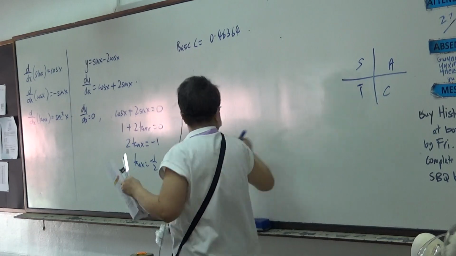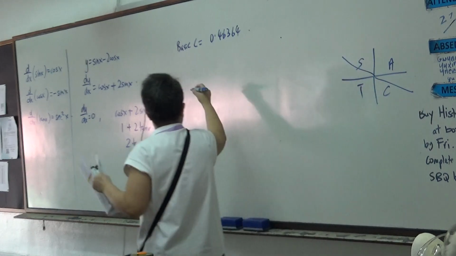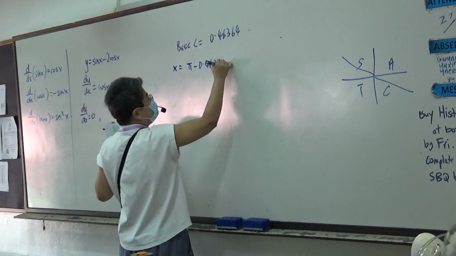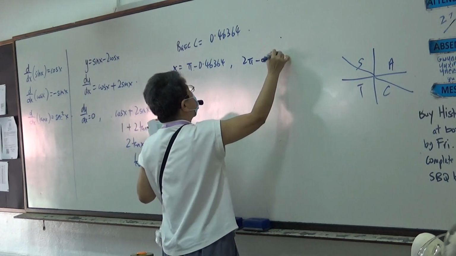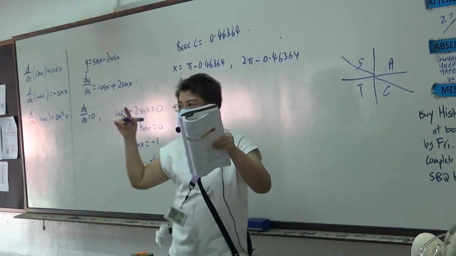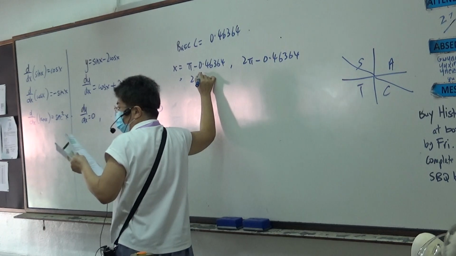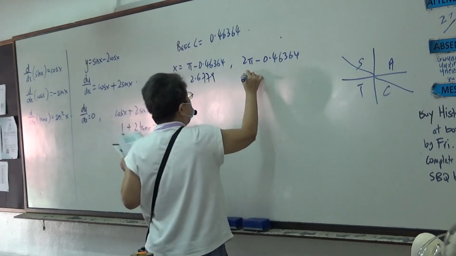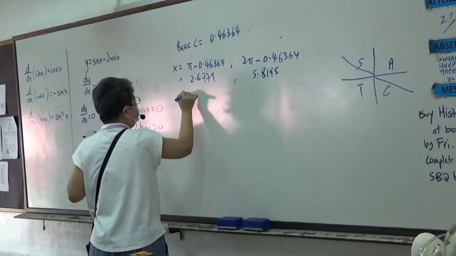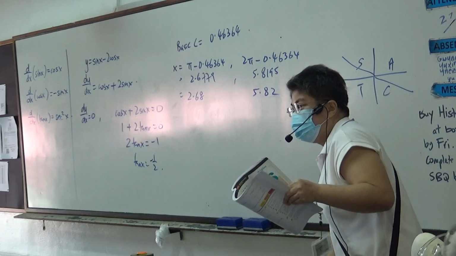Because tangent is negative, it will fall on this and this quadrant, right? So, in order to be here, I will have x equals to pi minus this basic angle, and also 2 pi minus this basic angle. So, you will get 2.6779. Yesterday you told me truncate. And the other one is 5.8195. Okay, it should be like that, right?